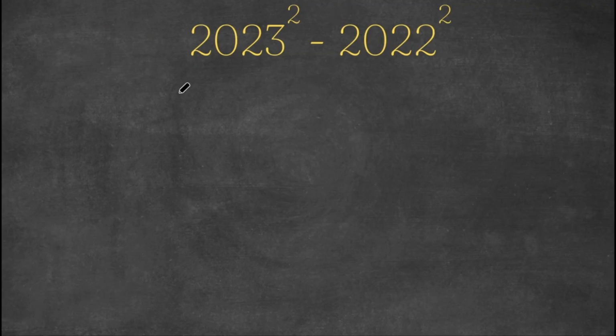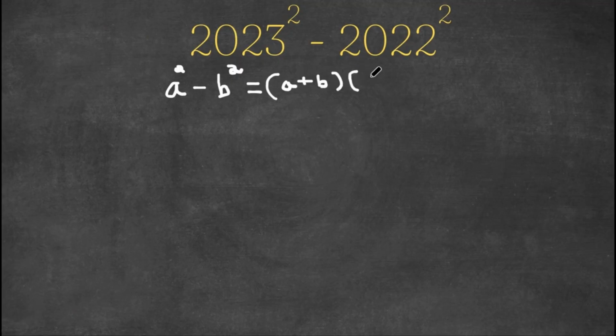So our first step is to look at the equation a squared minus b squared. And this is actually equal to a plus b times a minus b. So if we have something in the form a squared minus b squared, this is equal to a plus b times a minus b. Because if you end up multiplying these two, then this is what you'll get.